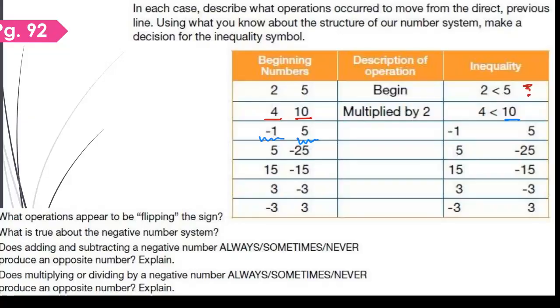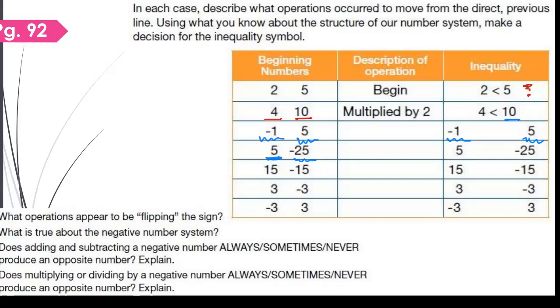Did we add something? Did we subtract something? Did we multiply? Or did we divide? Don't say it out loud. All right, then what did we do to get from negative 1 to 5? And doing the same thing, what did we do to get from 5 to negative 25? Write that down. Okay?